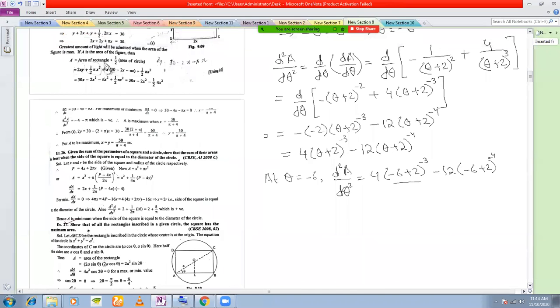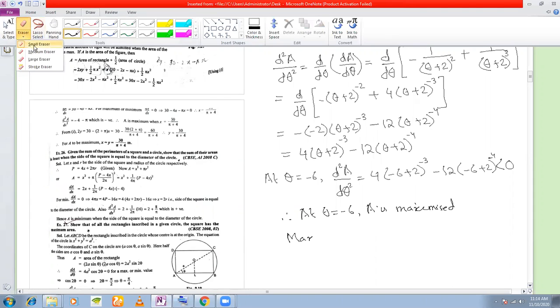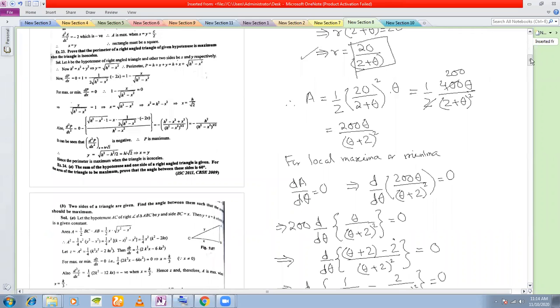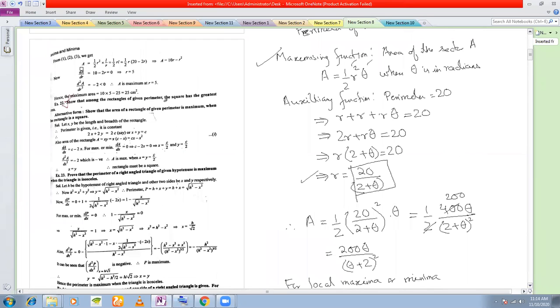So therefore, this is negative. That means at theta is equal to minus 6, A is maximized, right? And what is the maximum value? You also need to find out the value of R at theta is equal to minus 6. Okay, what is the value of R at theta is equal to minus 6? You use the auxiliary relation to get the value of R.